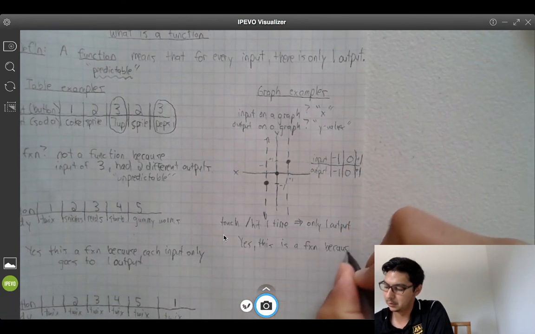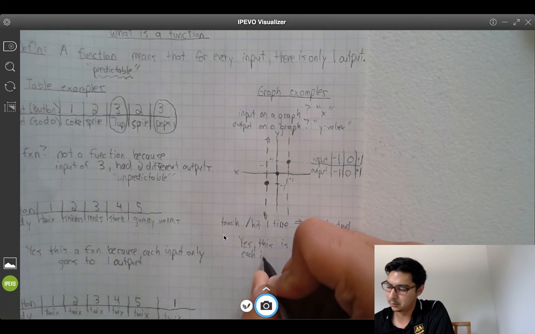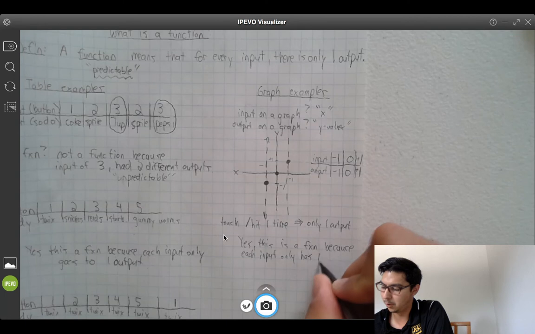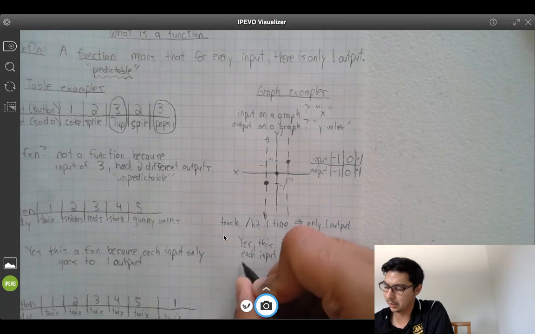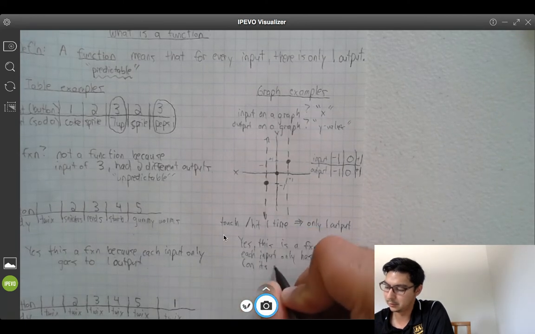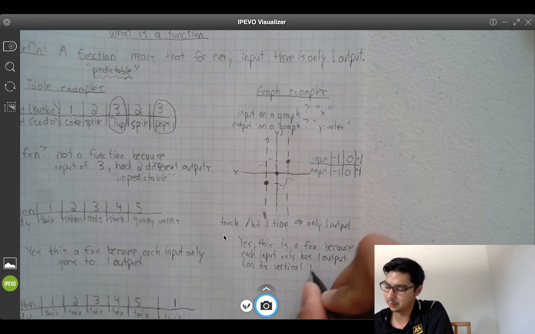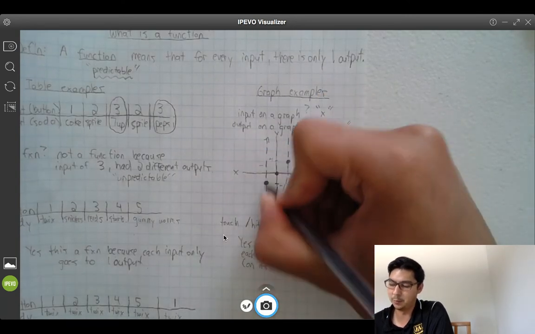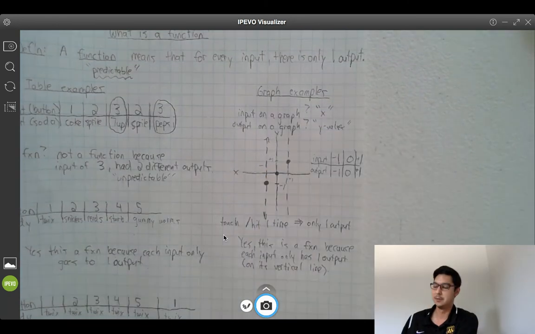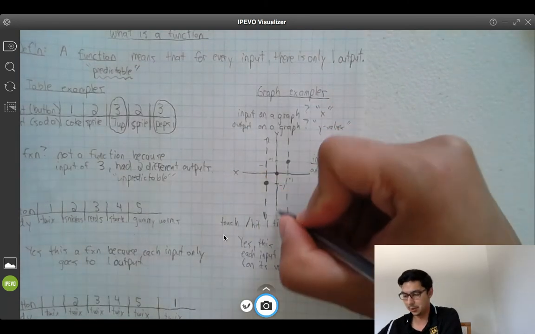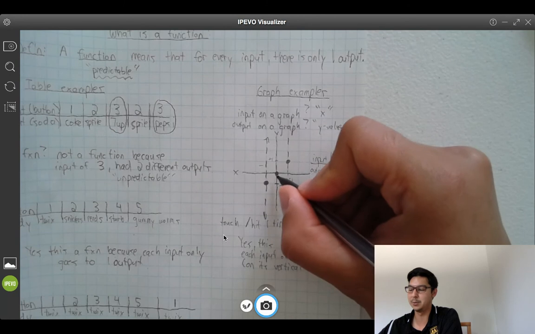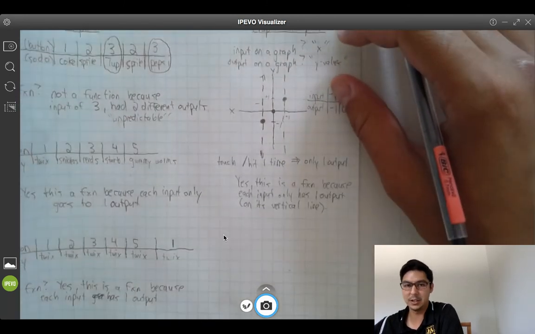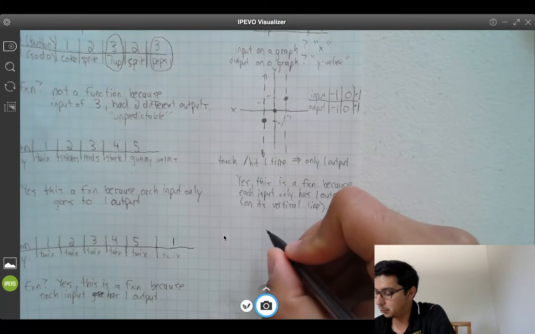because each input only has one output, and I'll put in parentheses on its vertical line, because that's really what inputs mean. Right? At -1, all of these are still -1, just possible different outputs. At 0, these are all 0 inputs, but there are possible different outputs, but there was only one that this graph showed up. Right? I don't know if that makes sense to you yet, so let's look at another one, and we'll look at a few more. Okay?